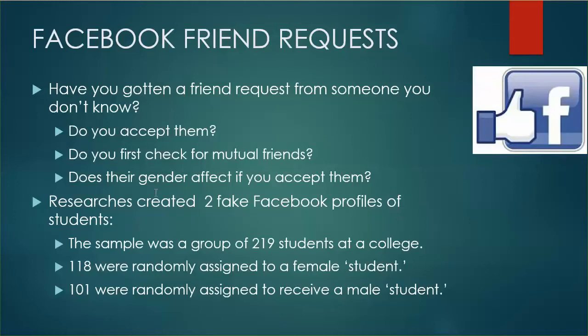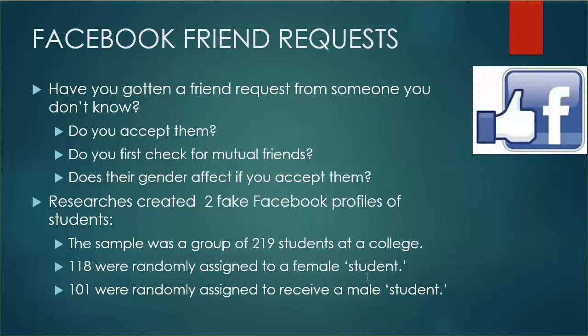So here is the study. Researchers created 2 fake Facebook profiles of students. The sample was a group of 219 students at a college. 118 were randomly assigned to receive a female student, and 101 were randomly assigned to receive a male student. So they basically created one female and one male Facebook profile, and then they flipped a coin with each of the 219 students, and if the coin said heads, they gave them this one, and if the coin said tails, they gave them this one, or something like that.